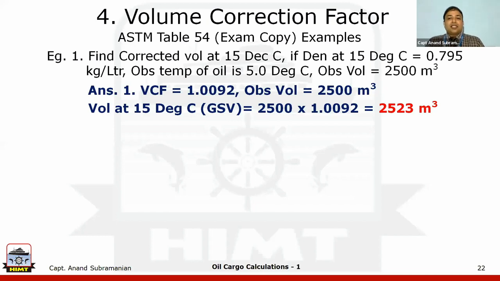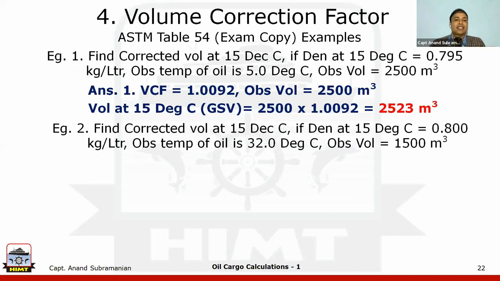Now take a step back and see what I've done. The temperature of the observed oil is 5 degrees Celsius. So when I convert from 5 degrees Celsius to 15 degrees Celsius, what happens to the volume of the oil? Will it shrink, increase or decrease? Increase. Now after the calculation, has the volume increased? Yes. That means more or less your factor is correct. If I heat up the oil from 5 degrees Celsius to 15 degrees Celsius, the volume will increase, and that is why the volume is more. Is it clear?